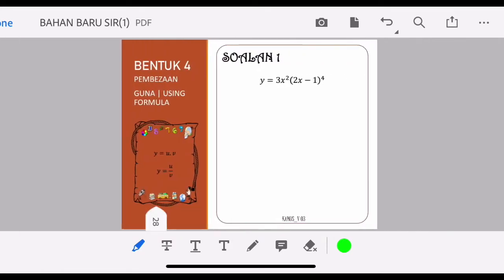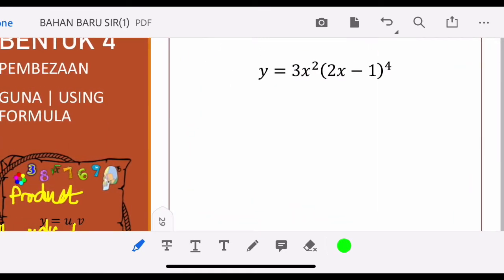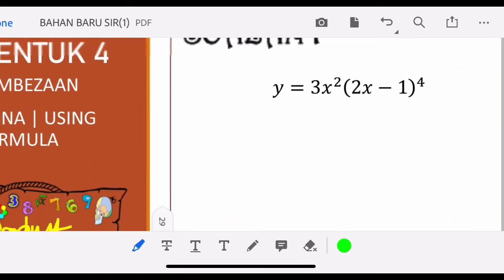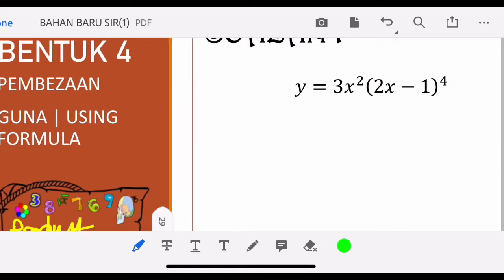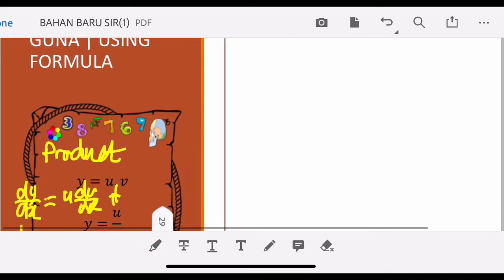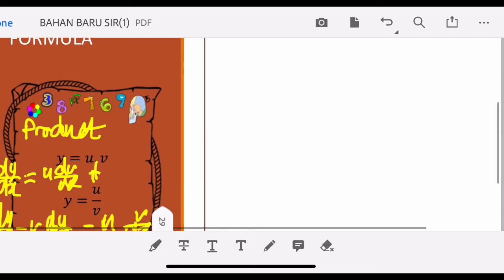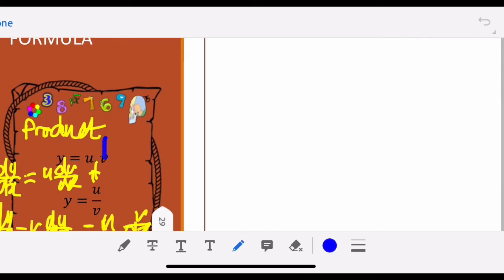The next question I would like to discuss is this one. This is actually the product rule, right? So you have two rules that you must know. When you have two functions multiplied, function u times v, you have to use u dv dx plus v du dx. So this is the so-called product rule.